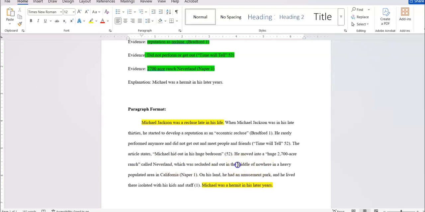And I also didn't know that it was out in the middle of nowhere in a heavily populated area of California. On his land, he had an amusement park, and he lived there isolated with his kids and staff. Now, a lot of people know that he had his own amusement park. That's probably no shock, but he lived there isolated with his kids and staff. That had to come from inside the house, people saying that. So I would put the citation there.